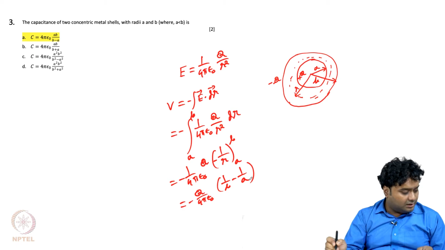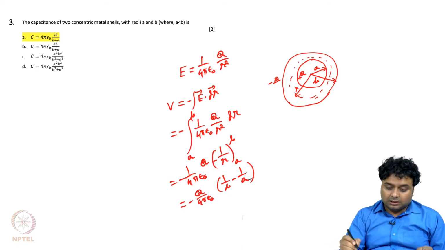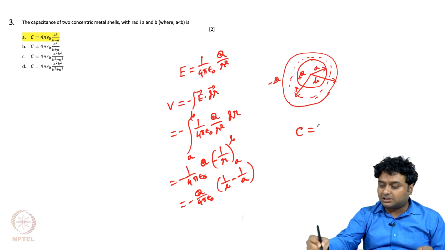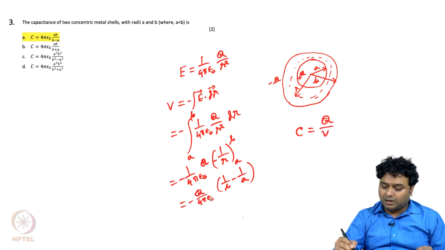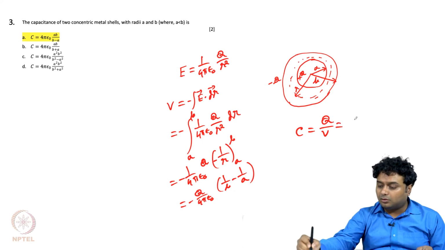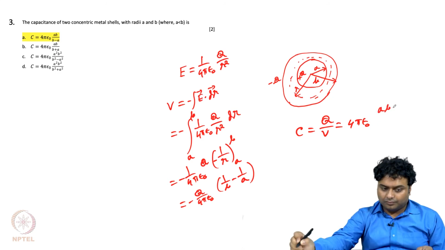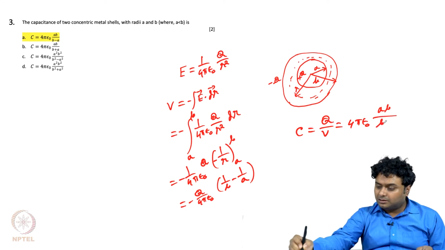And if you do that, then you will get finally that this is the potential, right, and I have asked about capacitance. So capacitance C equals to what? Q by V. So Q is there, so if you do Q by V, 4 pi epsilon naught will go on the other side, and then it will be AB divided by B minus A.